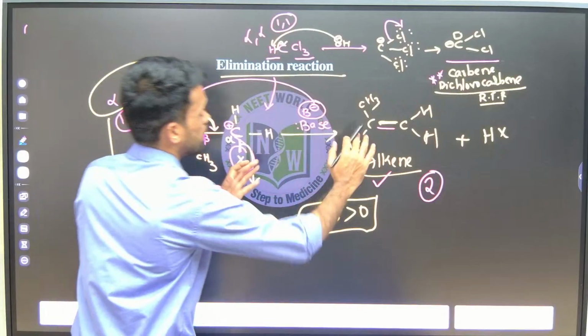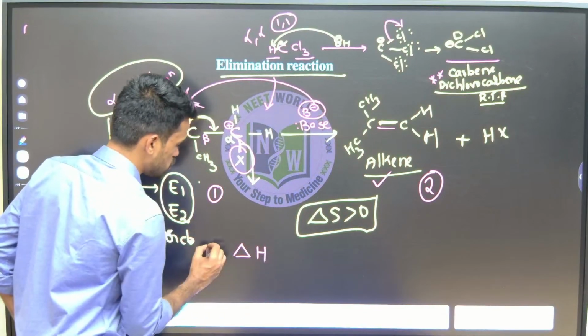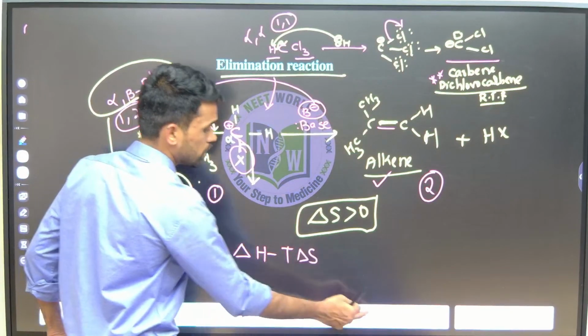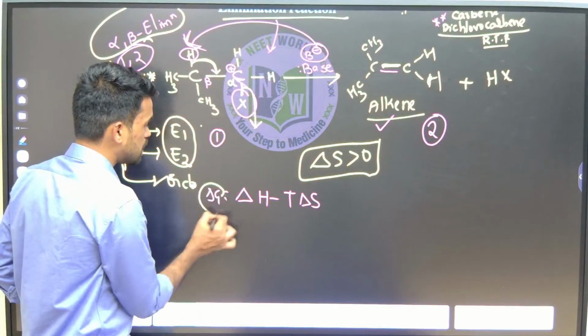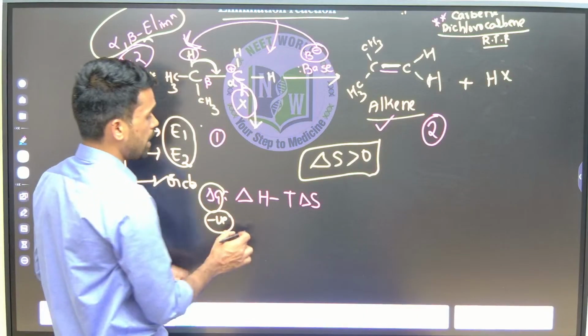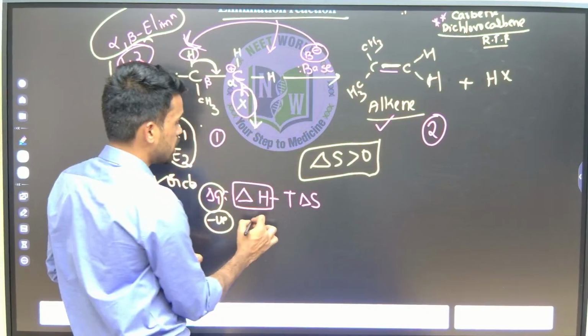So in order to make this a spontaneous reaction, we have something called delta G is equal to delta H minus T delta S. Okay, so for any spontaneous process, delta G should be negative. What I am saying, delta G should be negative. Okay, and this is an endothermic process. This elimination reaction is an endothermic process.